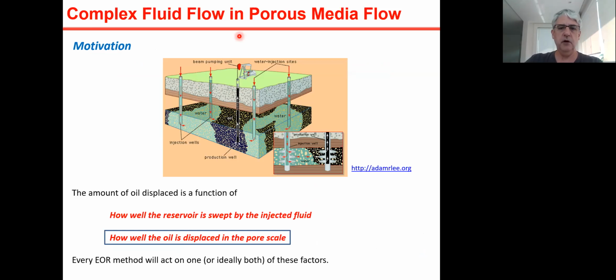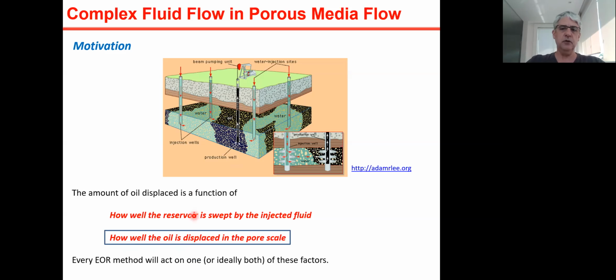The amount of volume of oil that you are able to produce is a function of two main phenomena. One is how well the water is able to sweep the reservoir. So this is a macroscopic phenomenon. It's associated with the stability of this displacement front between the water and the oil. And the second important factor is how well the oil is displaced in the pore scale. So in the areas which the water was able to achieve, how well was this pore scale displacement of the oil. So that's going to be the focus of our discussion today.